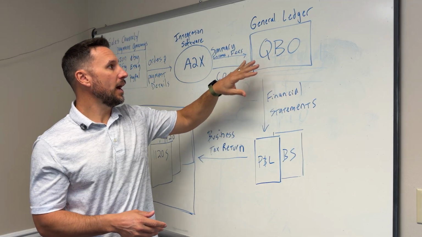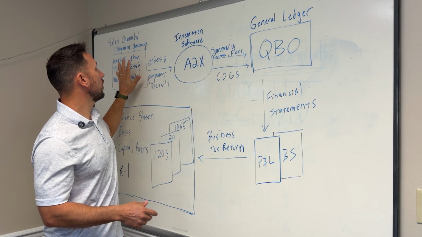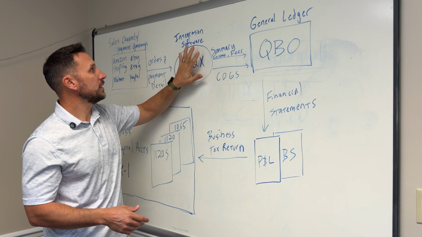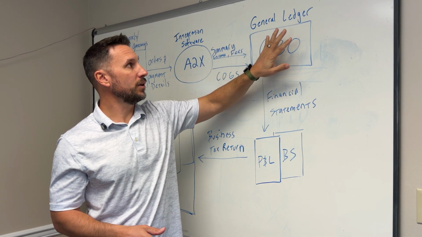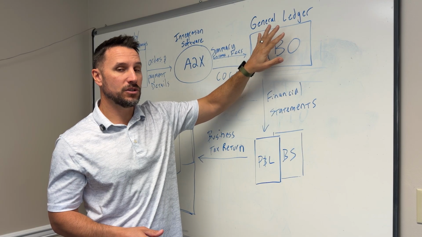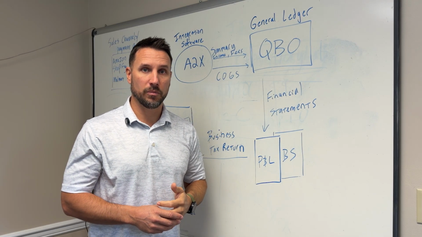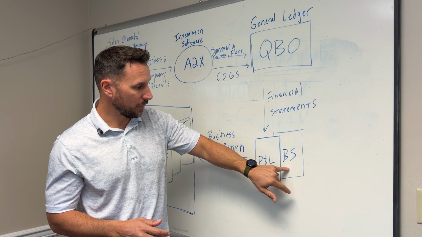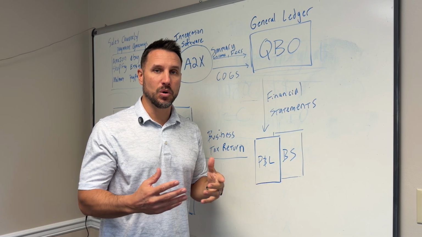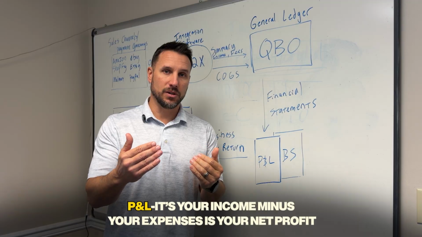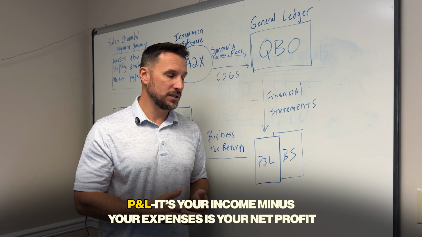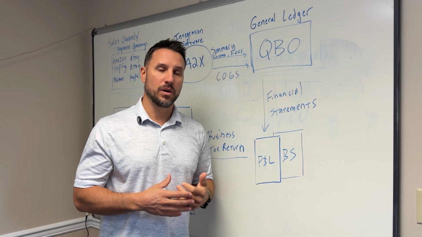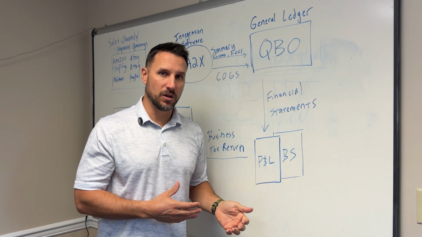So once you have this set up and you have all the sales data flowing in from your sales channels to the integration software to your general ledger and QBO, and you're doing all the monthly bookkeeping work, you can generate accurate financial statements. P&L is something that most people know about. It's your income minus your expenses, which is your net profit. But most people don't know what a balance sheet is or disregard it.